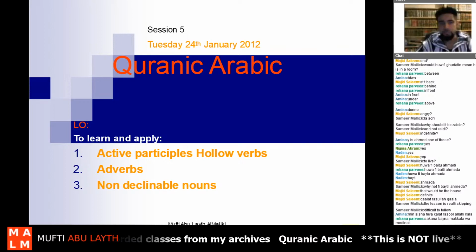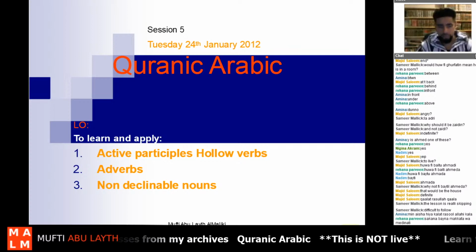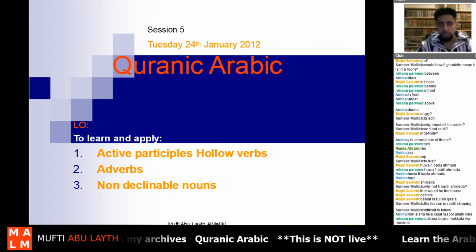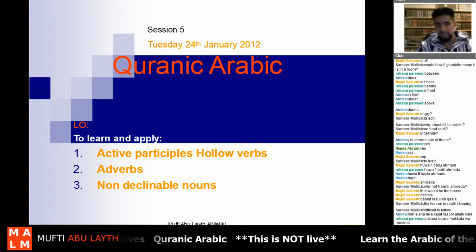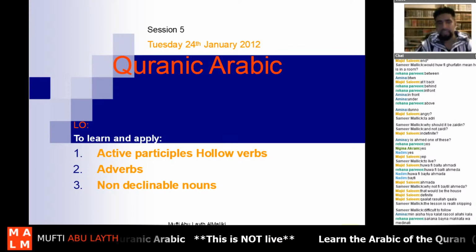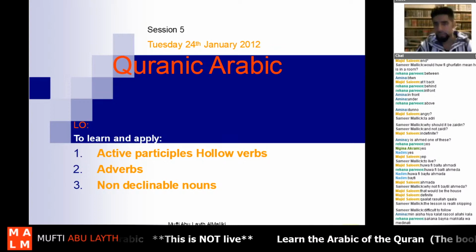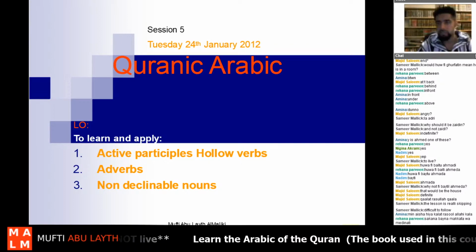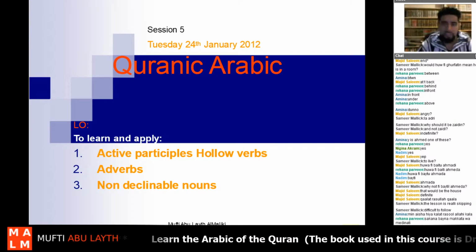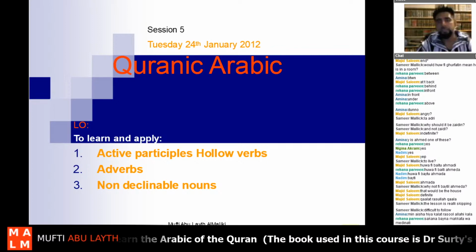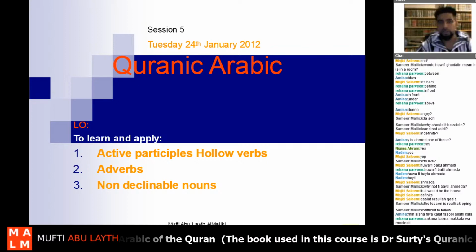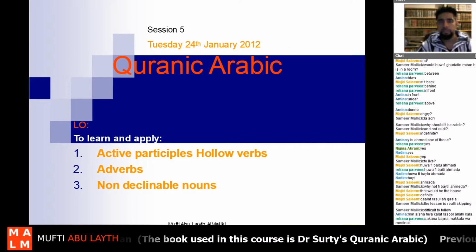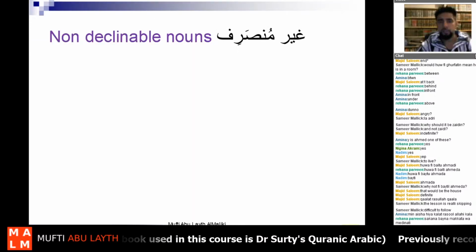And then moving on to non-declinable nouns, which was our last lesson objective for today, which is nouns which cannot take tanween. That's one of their signs. And the other thing is, they do not take the genitive case. Instead of becoming majroor, they become apparently mansub, so apparently accusative. So they take an apparent fatha instead of taking a kasra. And many reasons for them being the way they are. We did go through many of their reasons, and just taking a look at them again here.